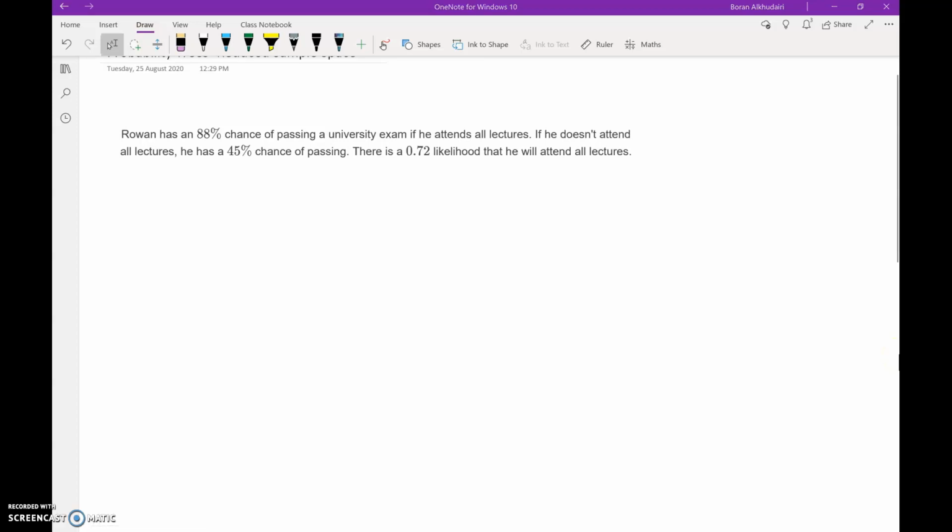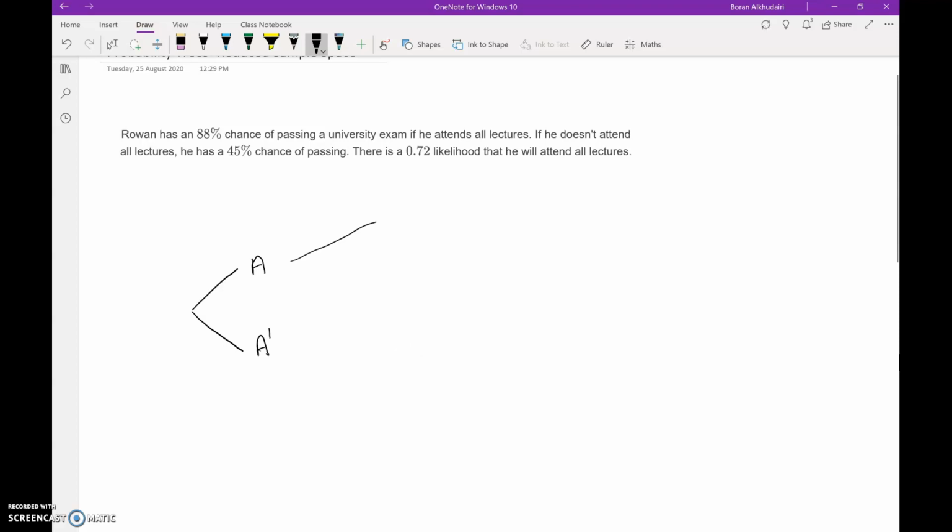So the first thing I'm thinking is that there are two events happening. The first event is that Rowan attends a lecture, because he's going to have to attend the lecture before sitting the exam and passing. So our first event is that Rowan attends or doesn't attend. There are two possibilities here: Rowan attends or Rowan does not attend, and that little line there means not. That's attending his lectures.